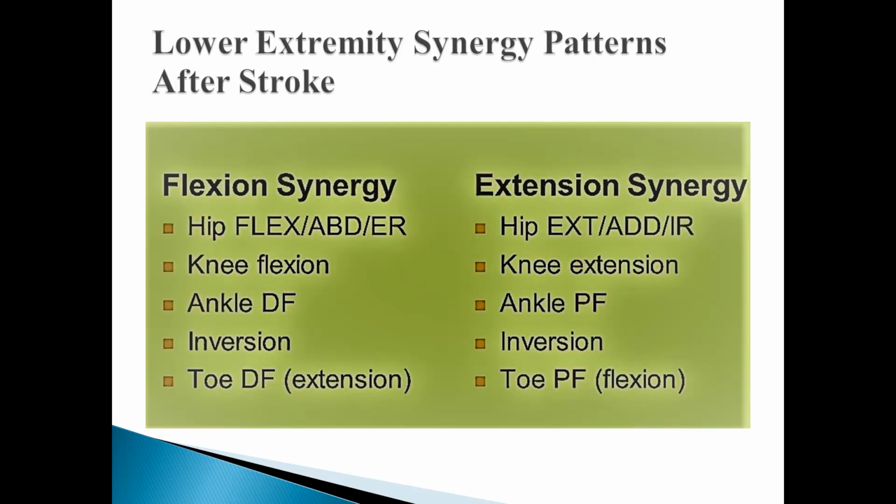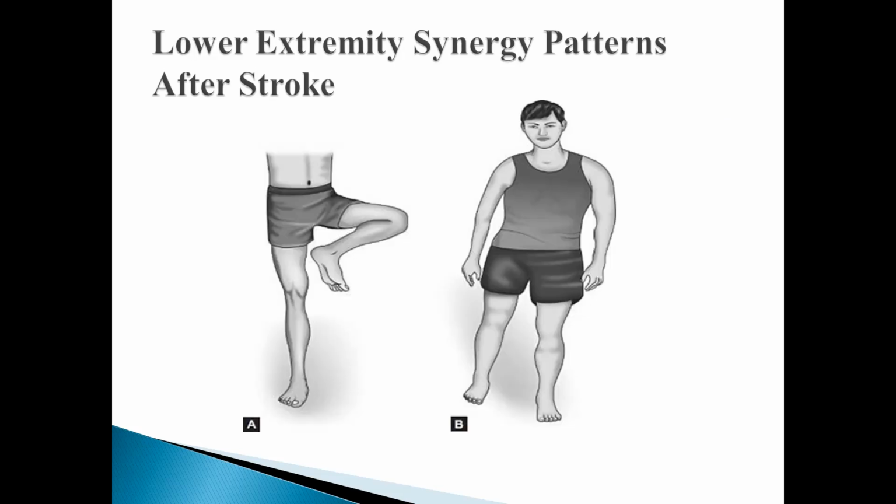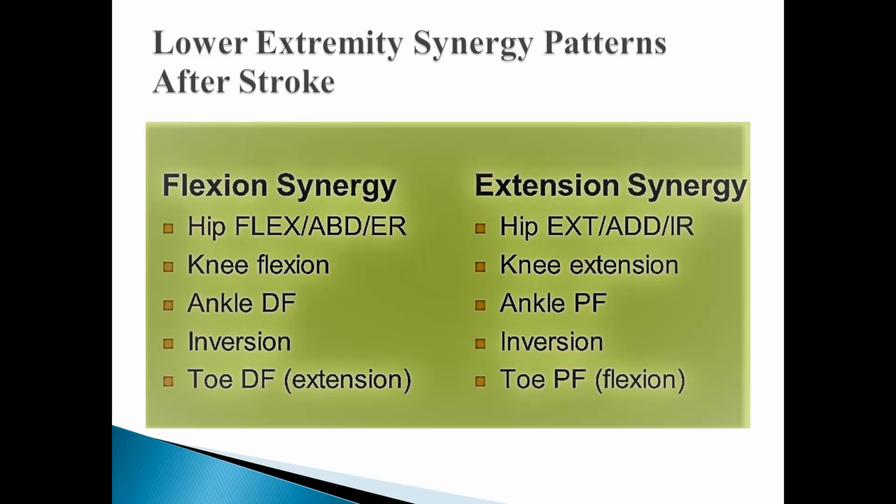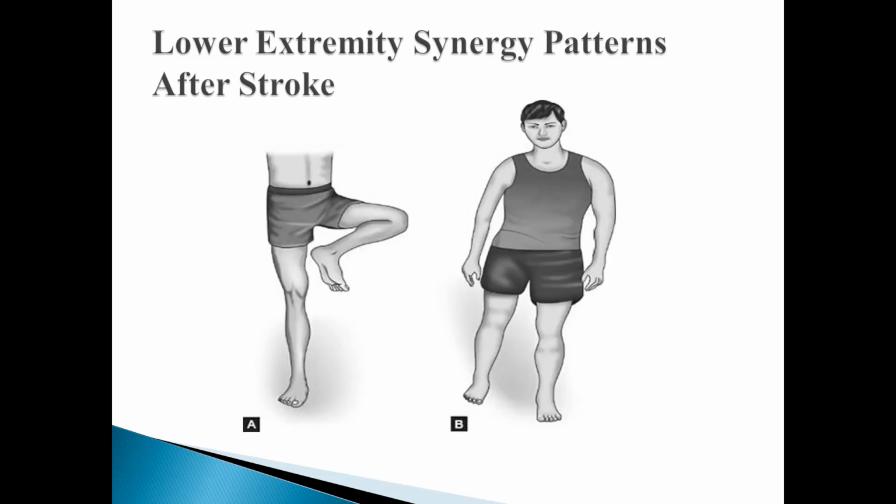So let us just see the extensor synergy pattern of this. The hip goes for just the opposite of the flexor synergy. It is extension, adduction, and internal rotation. So here in the diagram, you could see the second diagram, B, representing the extensor synergy. So it is hip extension, adduction, and internal rotation. You could see it in the diagram.